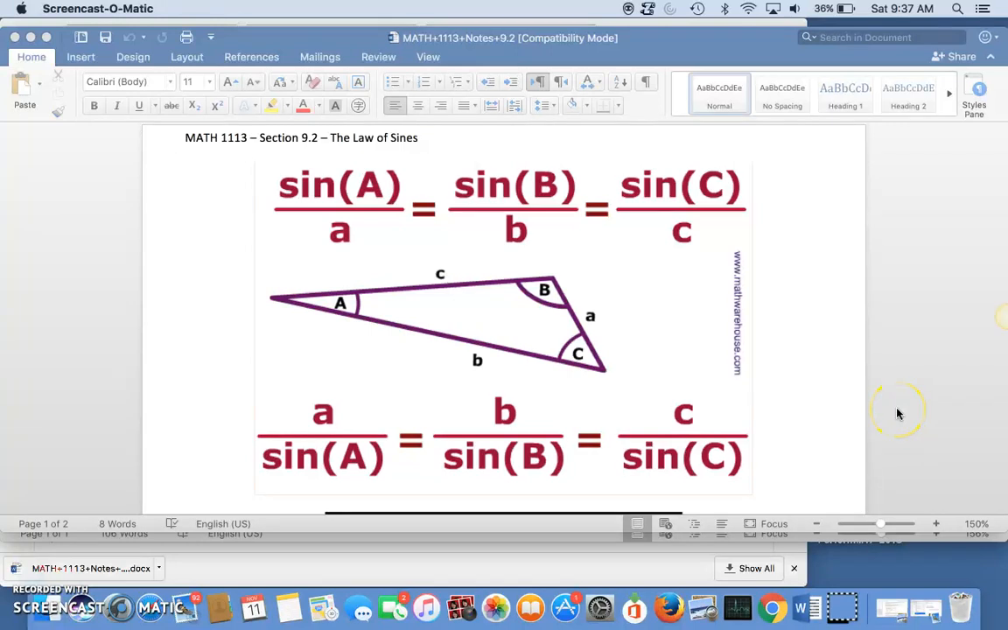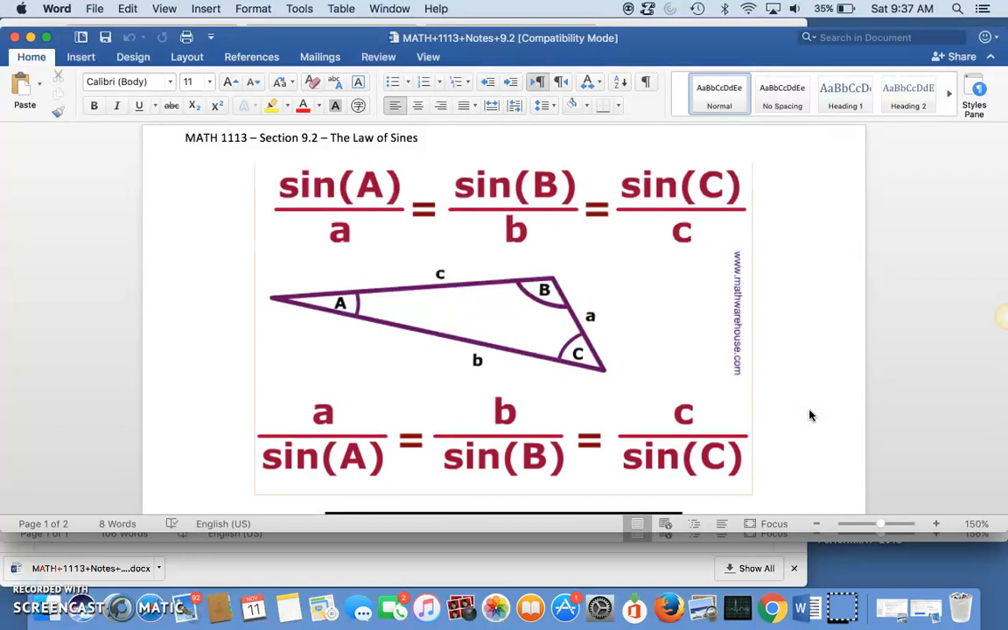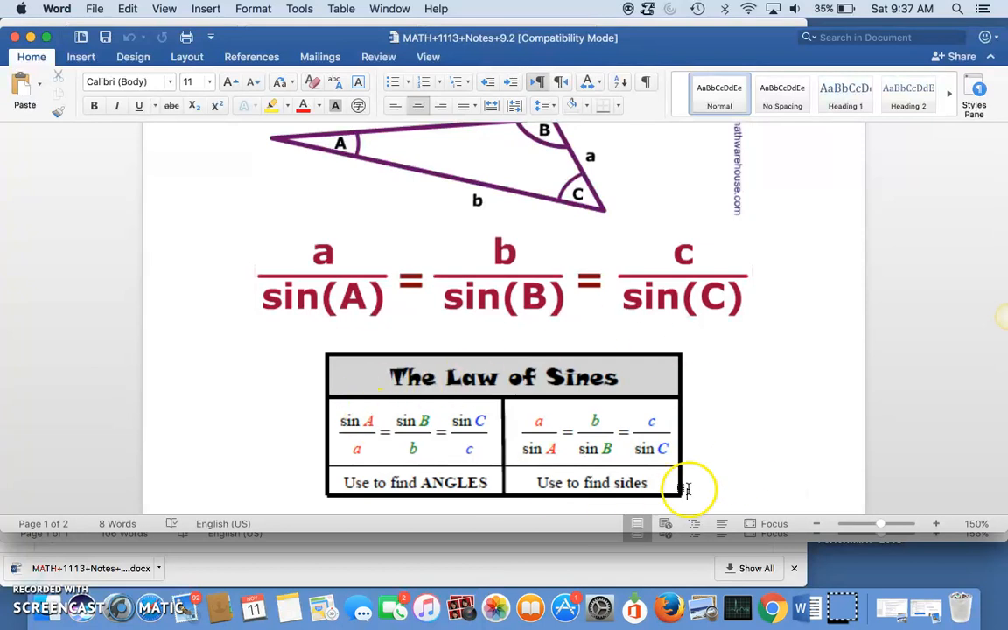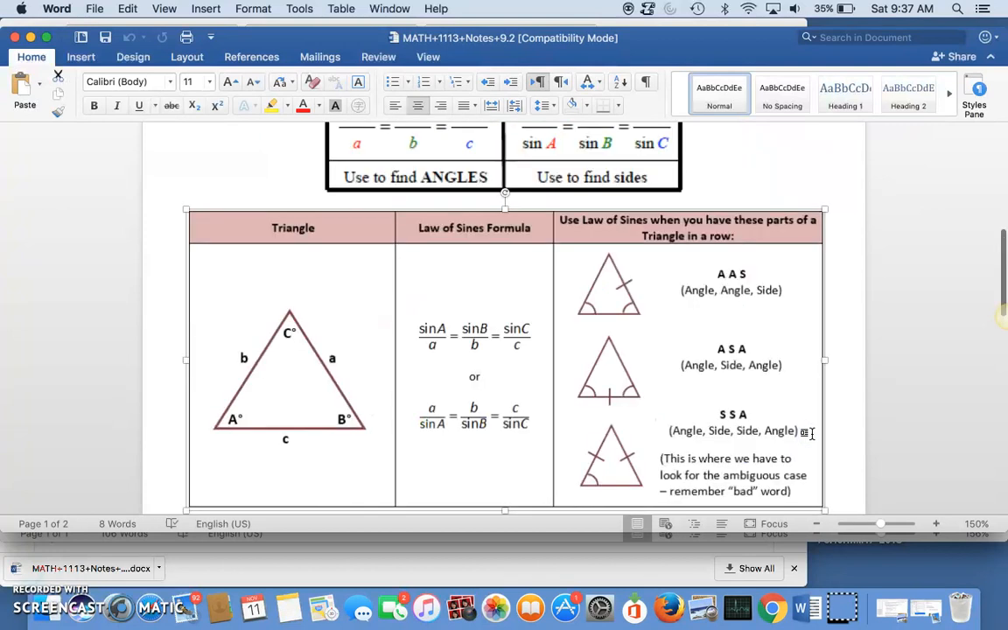Okay, before we start problem 3 in section 9.2, we're going to do another little review. This is just the law of sines again, and that's not that hard and not that difficult. You've worked it if you've gotten this far. This is what I usually include for the law of sines as your reference. This is just a little bit more information.